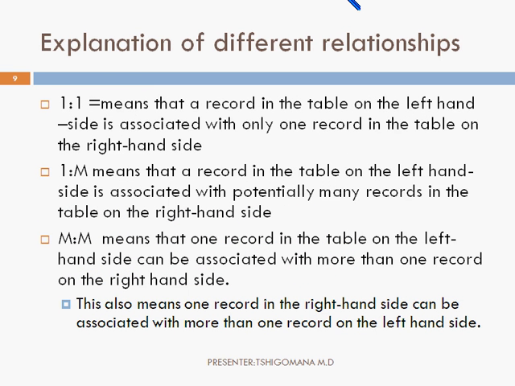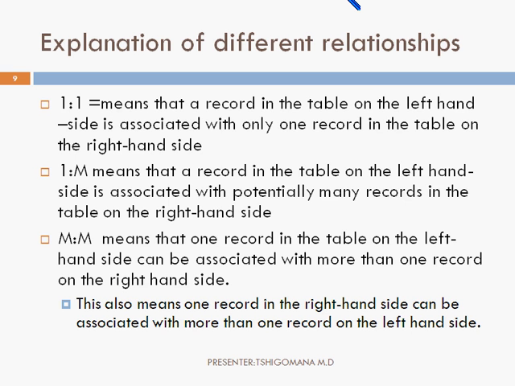Now let me explain the different relationships. Now, what is the meaning of one-to-one relationship? One-to-one relationship means that a record in the table on the left-hand side is associated with only one record in the table on the right-hand side.